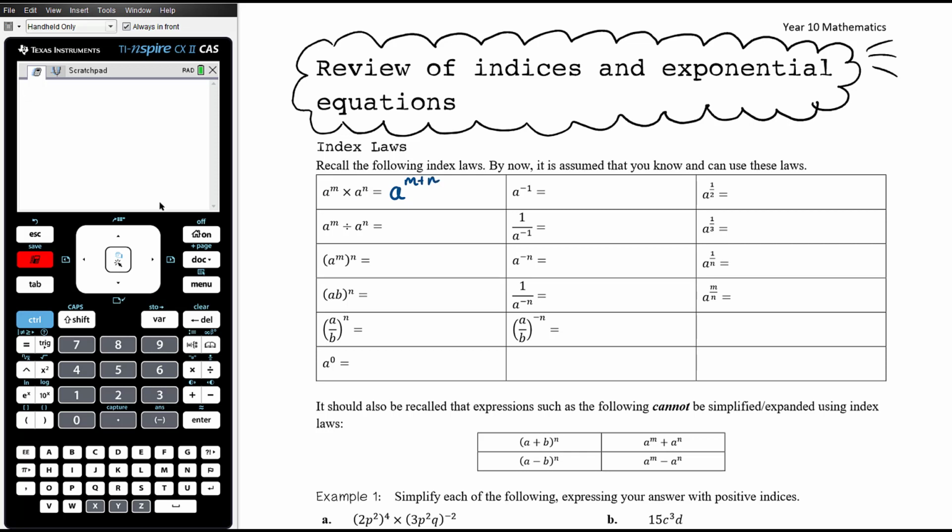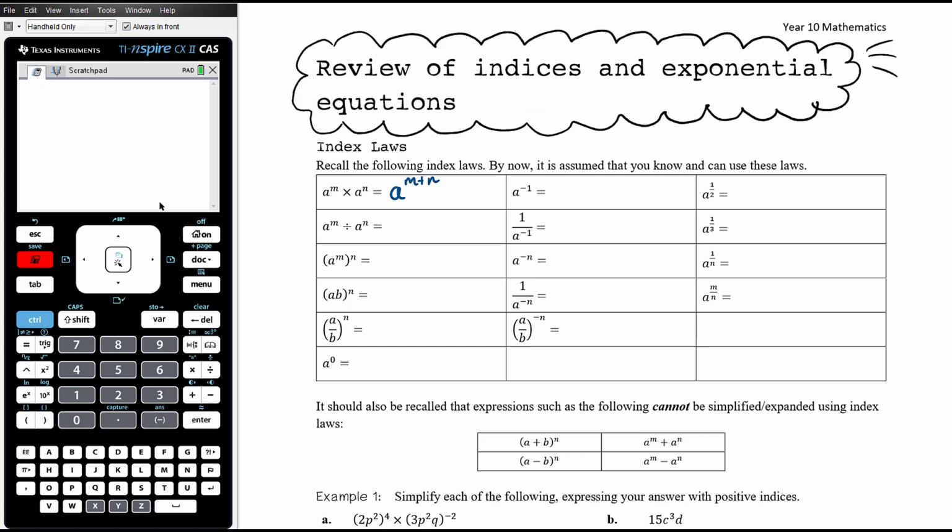So if it was 2 to the power of 2 times 3 to the power of 2, it doesn't become 6 to the power of 2. Well, actually, in this case, it does because they're both powers of 2. But we don't add. So the point is that we can't just multiply the bases.